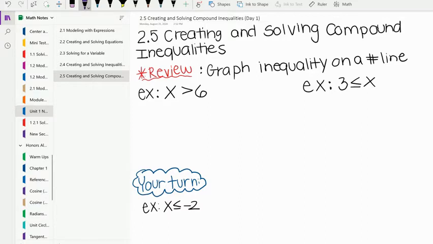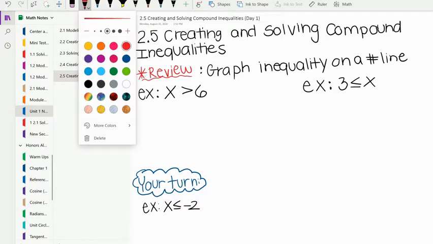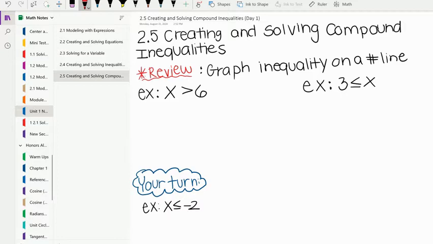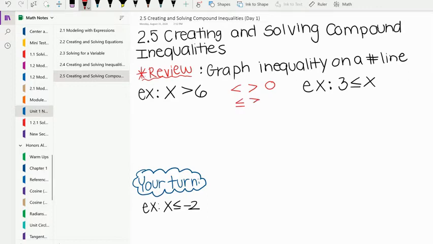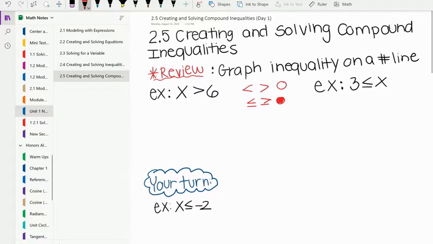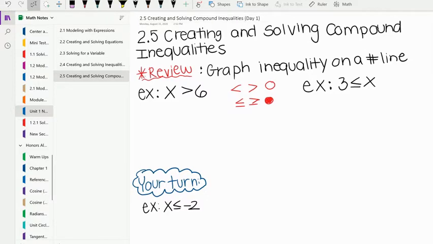Before we get into that, I want to remind us about what the signs mean and what type of dots we would want to use. If we have a less than or greater than sign, we're going to use an open circle, which represents that it does not include that point. If we have a less than or equal to or greater than or equal to, we use a closed circle to represent that we do include that point.